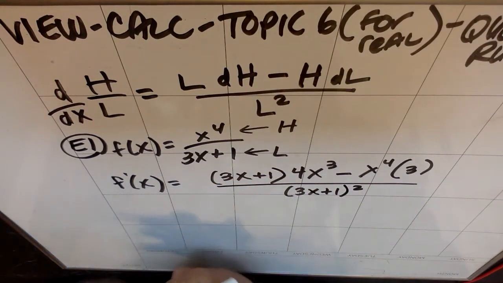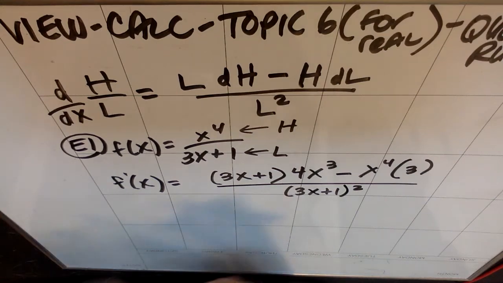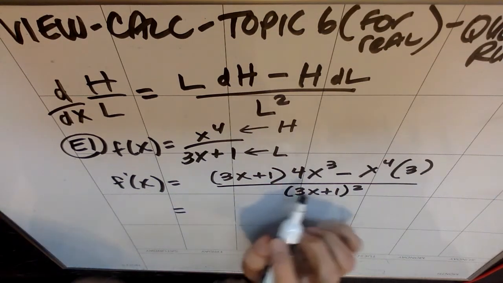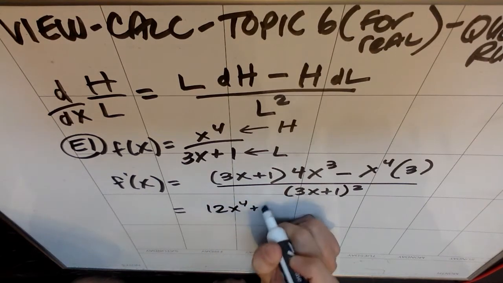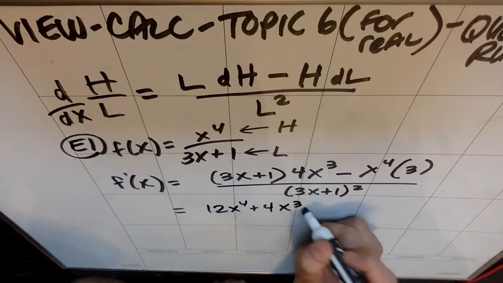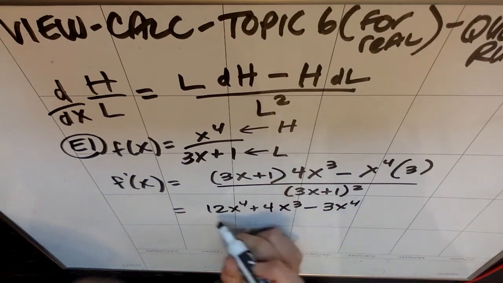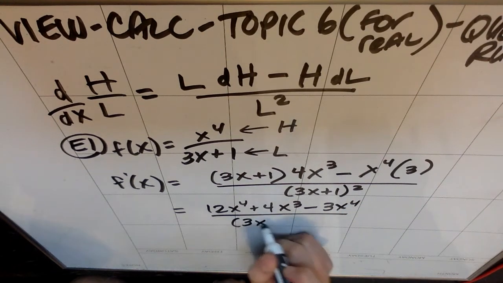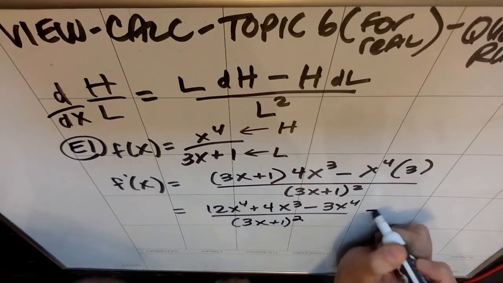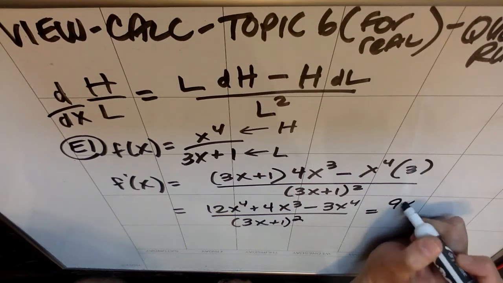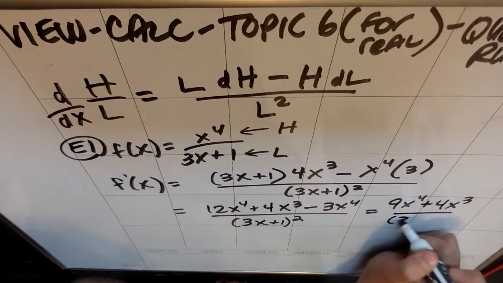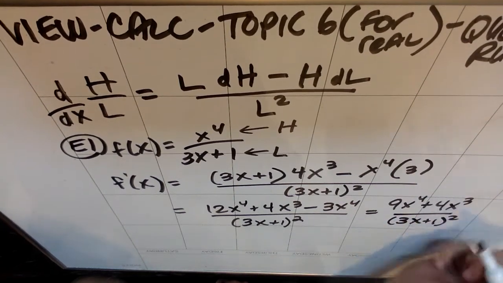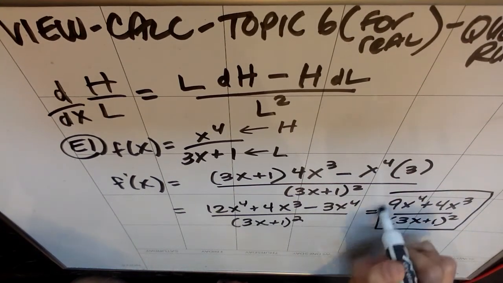You're usually going to leave that denominator squared. It's just easier. But we should clean up the top. So when I distribute this 4x cubed, I'm going to get a 12x to the fourth plus a 4x cubed minus a 3x to the fourth all over this 3x plus 1 quantity squared. So we're probably going to leave it as a 9x to the fourth plus a 4x cubed all over this 3x plus 1 quantity squared. So there's my f prime, okay?